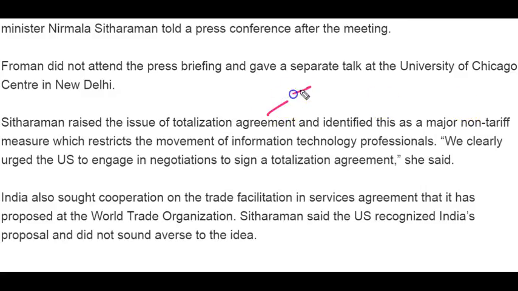This area contains so many important topics like the totalization agreement and local sourcing norms. So prepare thoroughly on these topics. If you want to get separate video lectures on these topics, visit our website commondindia.com.